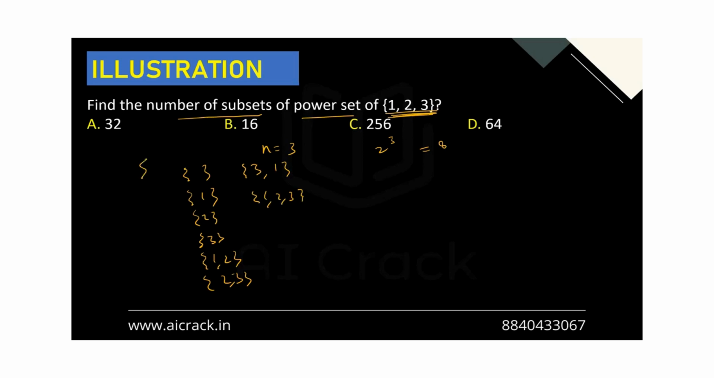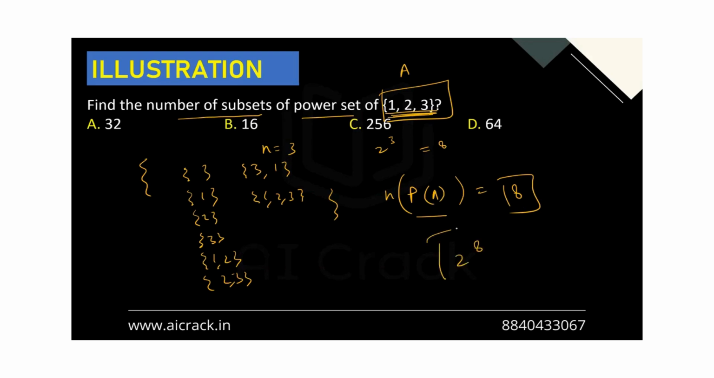Now if we include all these subsets in one single set, that would be the power set of this particular set. So the power set will have 8 elements. Let's say this set is A. So the power set of A has 8 elements. Now this power set has 8 elements and we have to find the number of subsets of the power set. In that case, that would be 2 raised to the power 8. So C is the correct answer.